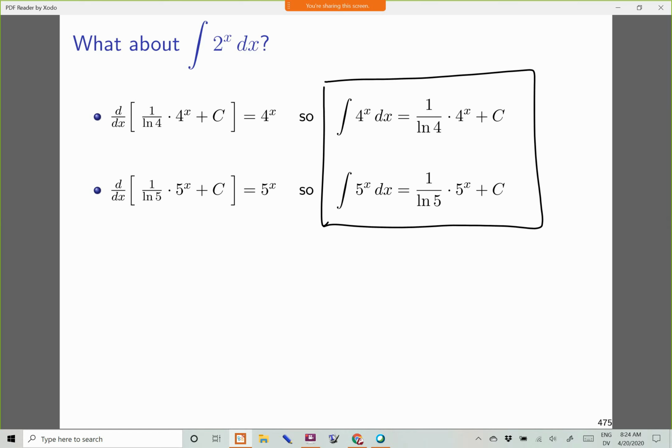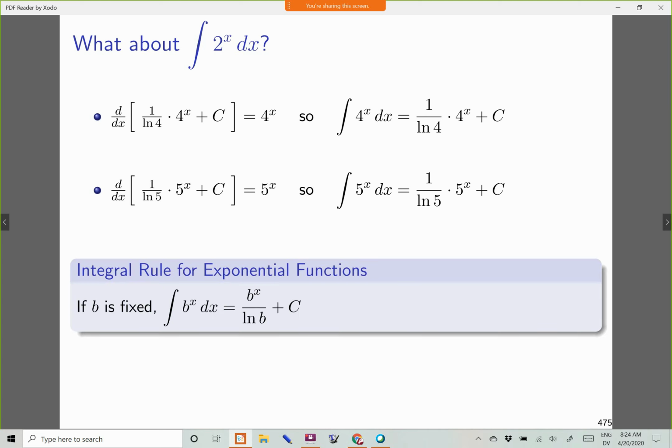And so with these two, I want you to start building a pattern of what should happen in general. What if it's not a 4? What if it's not a 5? Like what if you had a 2? So we should have a formula based on recognizing a pattern here. And I would suggest we say it this way.